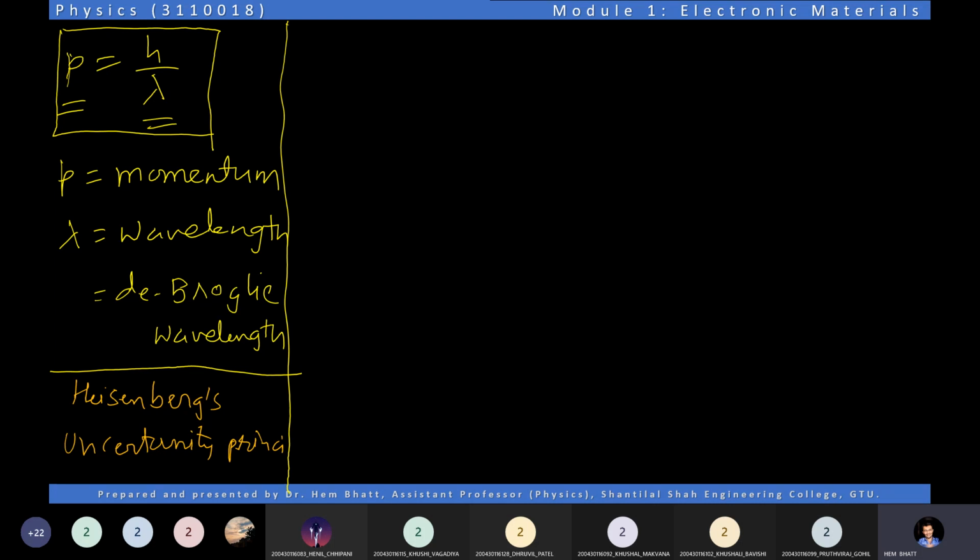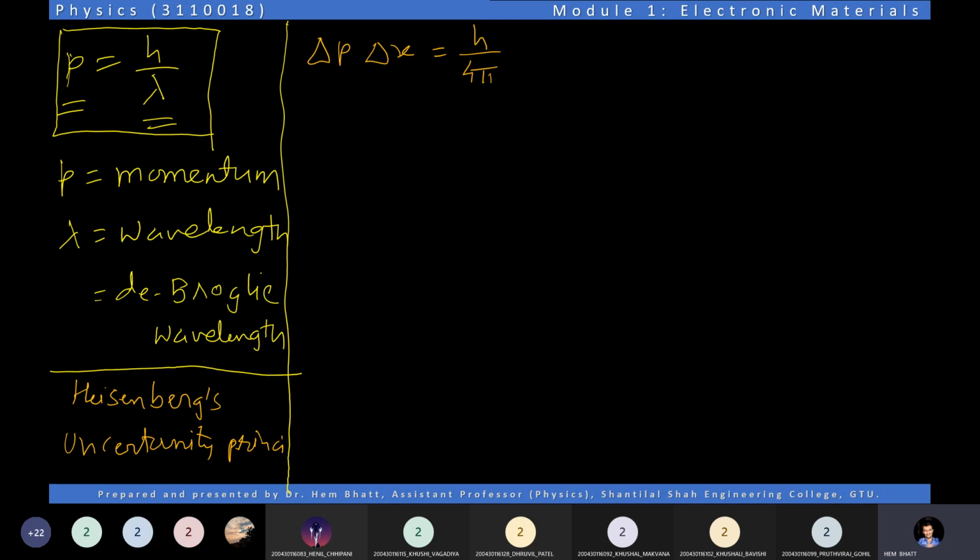Delta P into delta X is equal to, what? H by 4 pi. Very good, H by 4 pi. That is the uncertainty principle. It says that delta P into delta X, if you take, it is H by 4 pi.